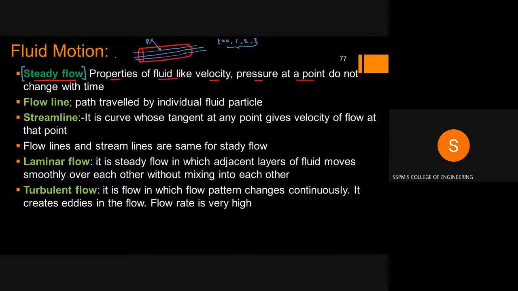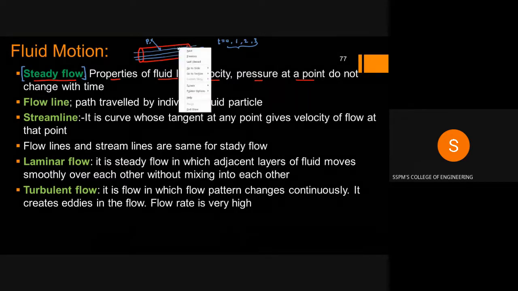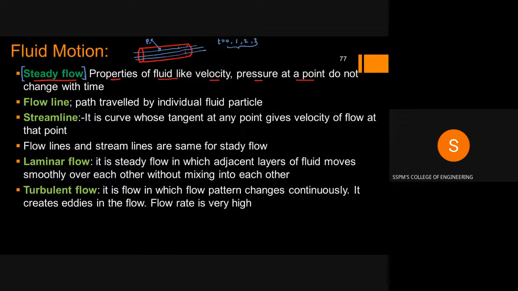In the steady flow, if I select another point in this pipe, we can have a different pressure with respect to this point. But at this point, if you measure the pressure and velocity at different time intervals, that pressure will remain the same. So this is called a steady flow. Properties will not change with respect to time.